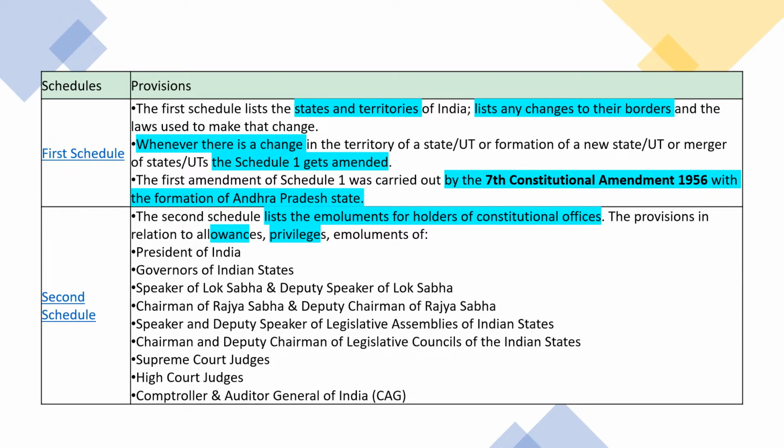Pradesh state. The second schedule lists the emoluments for holders of constitutional offices. The provisions in relation to allowances, privileges, emoluments of the President of India, governors of Indian states, Speaker and Deputy Speaker of Lok Sabha, Chairman and Deputy Chairman of Rajya Sabha, Speaker and Deputy Speaker of Legislative Assemblies of Indian states, Chairman and Deputy Chairman of Legislative Council of Indian states, Supreme Court judges, High Court judges, Comptroller and Auditor General of India.